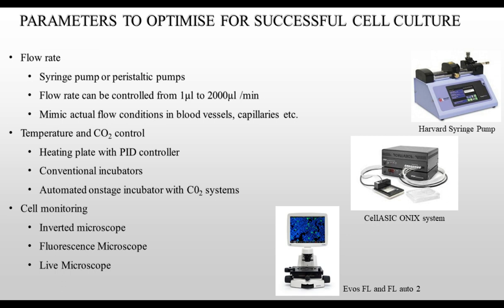Second is the temperature and CO2 control. Cells require physiological temperature and CO2 control. Therefore, you can use a PID controller with a heating plate coupled with a CO2 controller, or there is also an automated on-stage incubator with CO2 systems available, which can be mounted on a microscope to perform live cell imaging. And lastly, we also need to monitor the cells, for which you can use an inverted microscope or even a lens microscope.